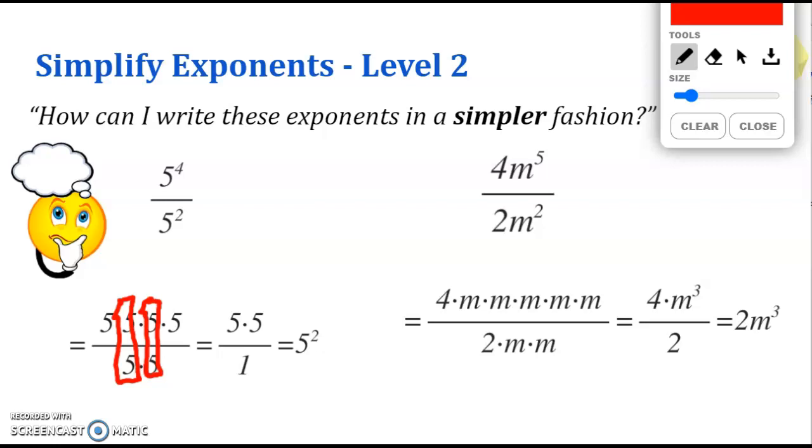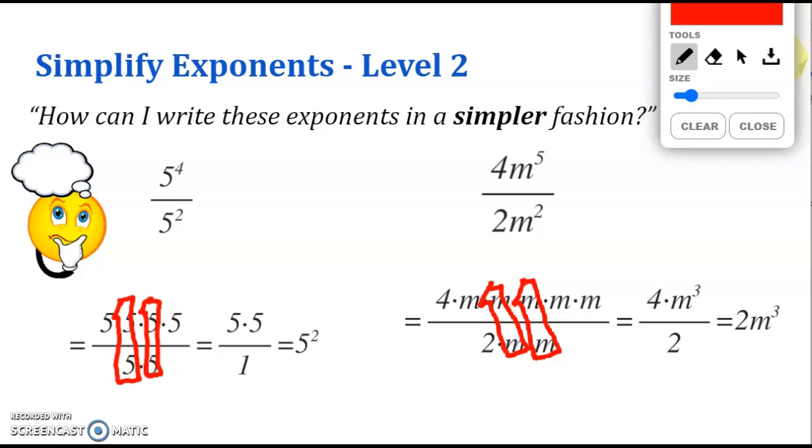Alright, now what about when we're dealing with variables? It's the same thing here. If I expand the top part, the numerator, that is 4 times m multiplied by itself 5 times. 2m squared is 2 times m multiplied by itself twice. Then from here, do I see any giant ones? Yeah, I can see that m is being multiplied and then it's being divided. So I can cancel these out. m divided by m just cancels out to be 1.